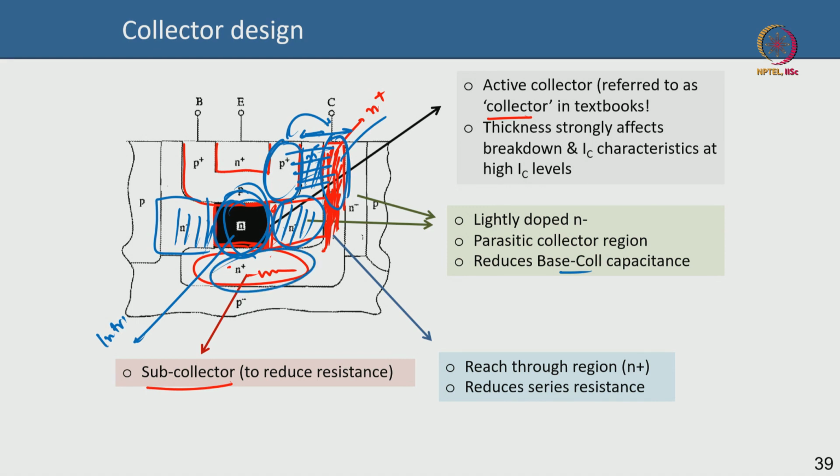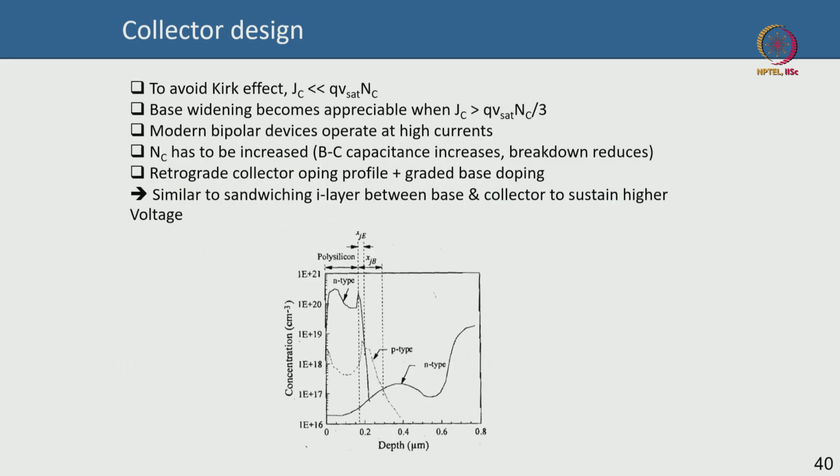The collector doping and the collector thickness are a part of the collector design. You know that the Kirk effect directly depends on the collector doping. The threshold for the Kirk effect we talked about is directly proportional to collector doping. So the collector doping should be high in order to enable a high Kirk threshold, but a higher collector doping also leads to premature breakdown. So it is a conflicting requirement, as I have already told you many times.